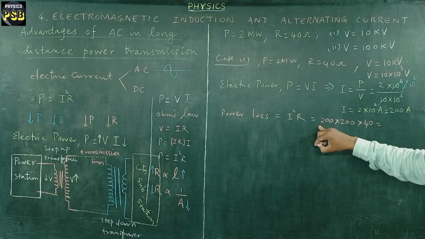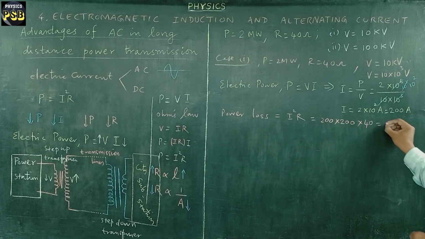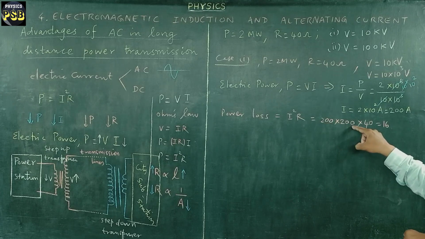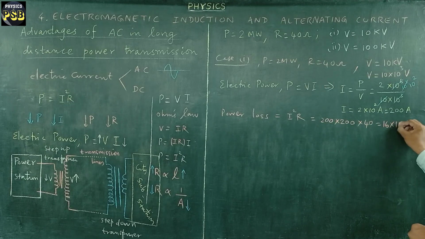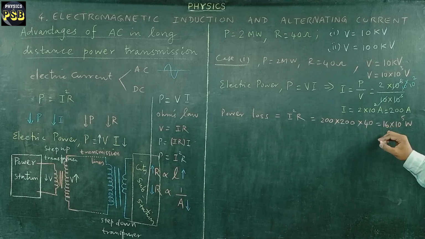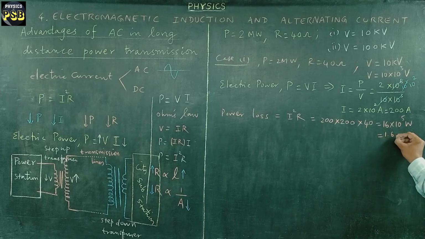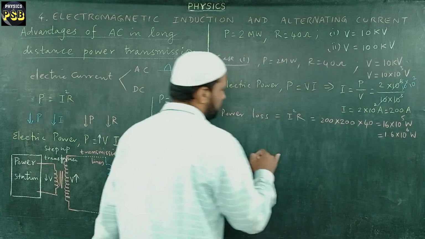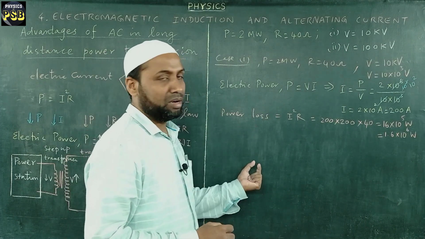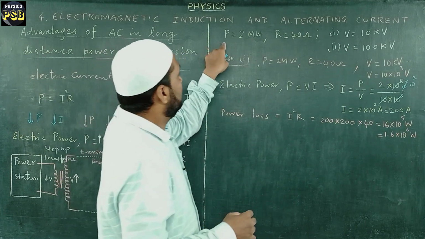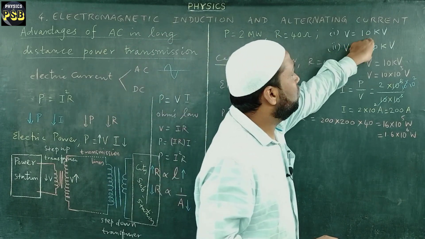So what do I get? 2 multiplied by 2 is 4. 4 multiplied by 4 is 16. Now how many zeros do we have? 1, 2, 3, 4, 5. 5 zeros. So I write it like this: 10 power 5. So this is the power loss, 16 into 10 power 5 watt, or 1.6 into 10 power 6 watt, or 1.6 megawatt in simple words. This much power gets dissipated in the power transmission when the power is transmitted at a lower voltage.